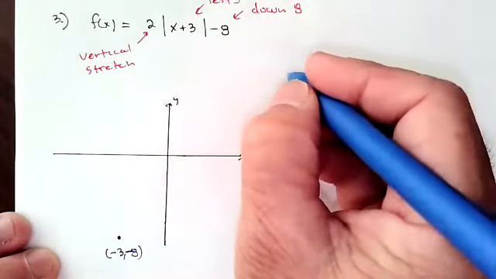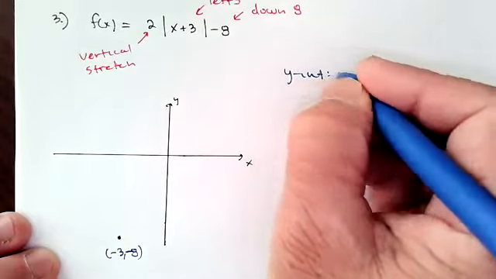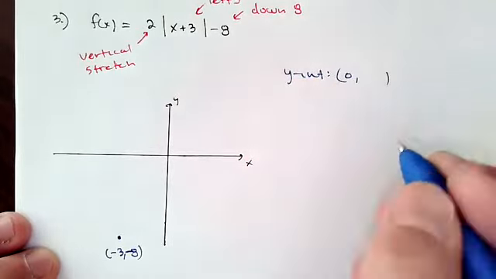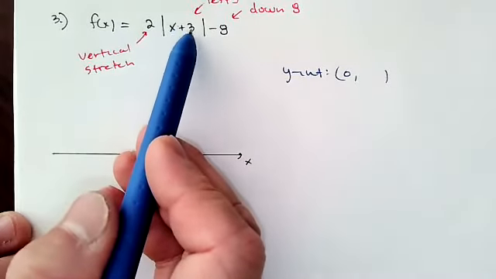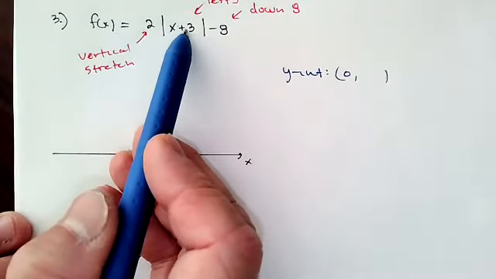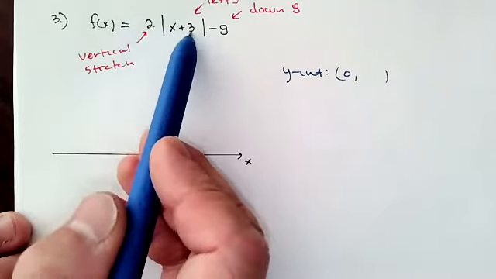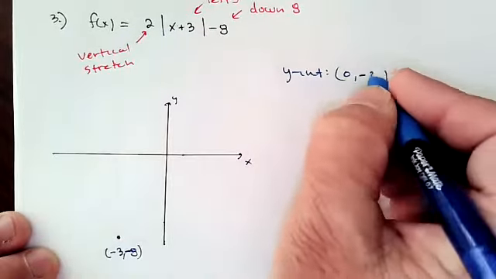Now let's find things like my y-intercept. If x is 0, absolute value of 3 is 3. 2 times 3 is 6. See, there's the effect of that 2. 6 minus 8 is negative 2.